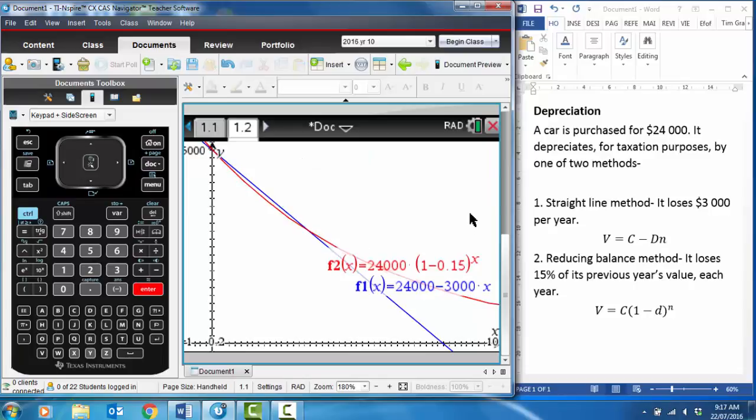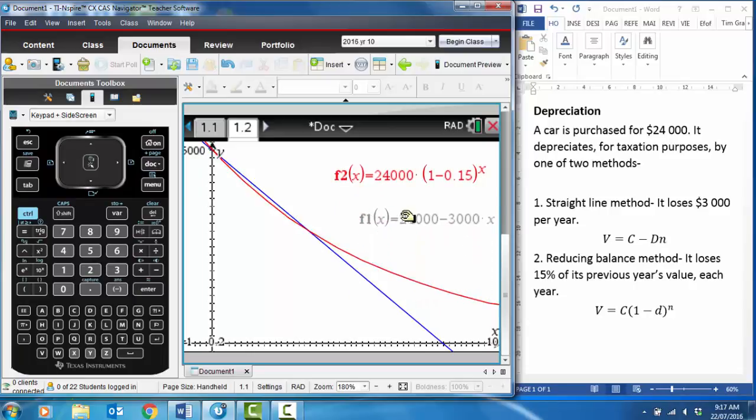Enter, and there are our two graphs. I'm just going to move the labels out of the way. Your blue graph is your straight line depreciation method, and your red graph is your reducing balance method. And from this, you can see they're both starting at $24,000. At some point, both methods will give you the same book value for the depreciation. We want to figure out when that occurs. We want to figure out this intersection point.